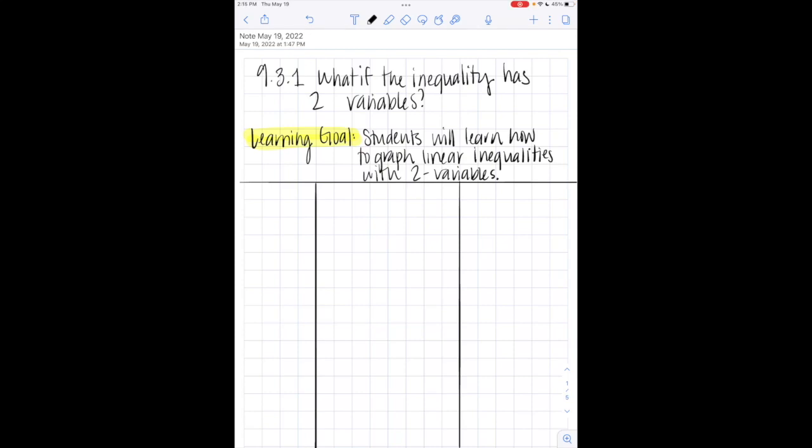Okay, we're gonna begin our notes for what if the inequality has two variables. That means that today, according to the learning goal, we will learn how to graph linear inequalities with two variables. So let's begin with step 1.